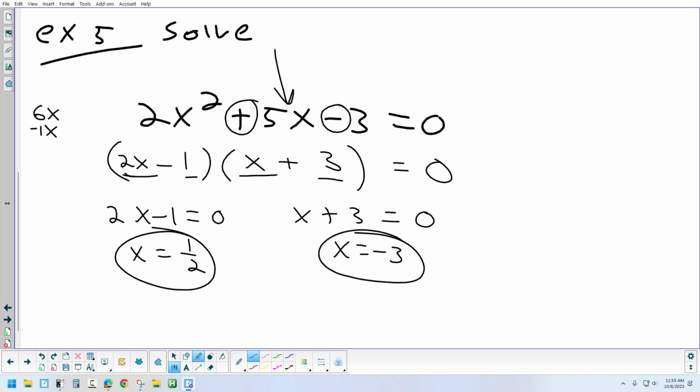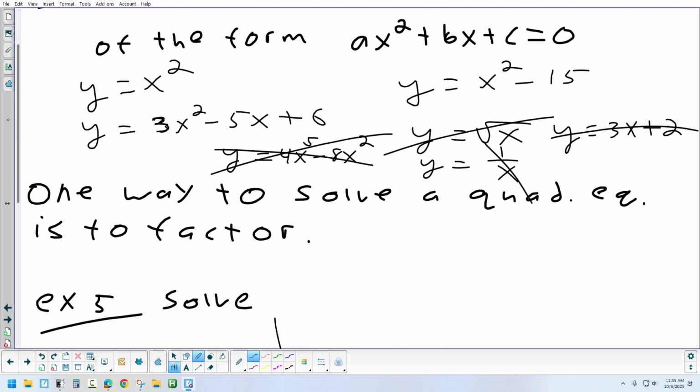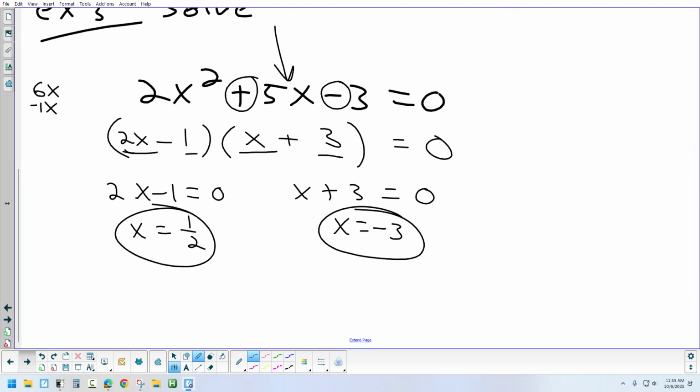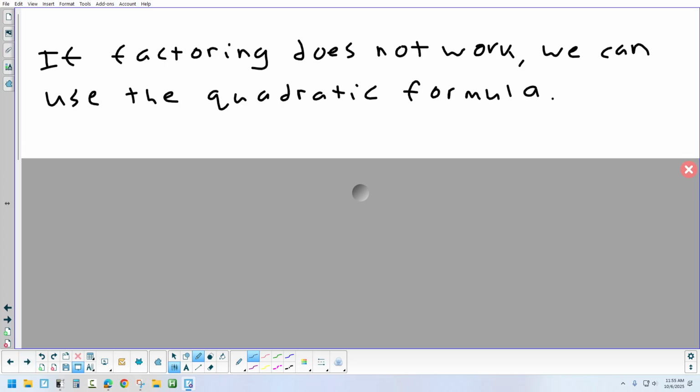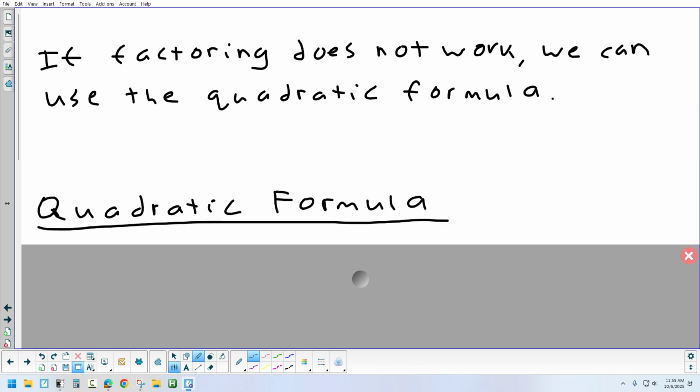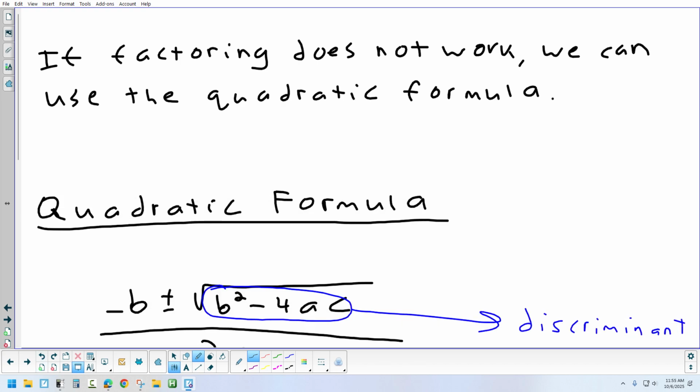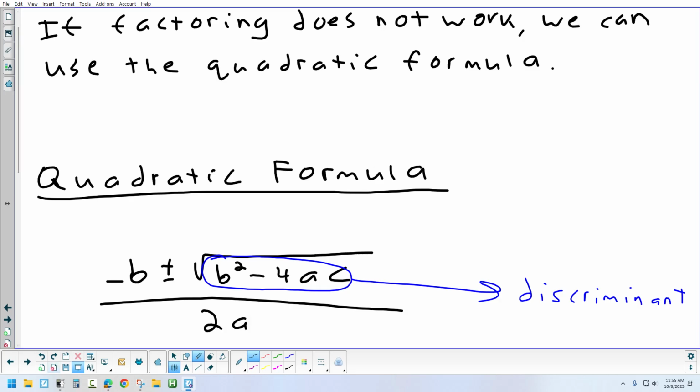Quadratic what? Yeah. And do you remember what the quadratic formula is? Plus or minus the square root of b squared minus 4ac over 2a. Over 2a. Yep. So this method will work all of the time. You could even use this method on the last problem if you were having trouble with the factoring. But that is the quadratic formula.